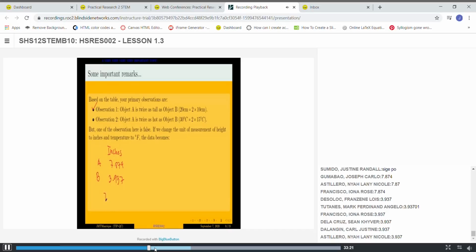We can still say that 7.874 is equal to 2 times, sorry, mali ako. 7.874 inches is equal to 2 times 3.937 inches. Now, yung temperature naman, palitan natin sa Fahrenheit.